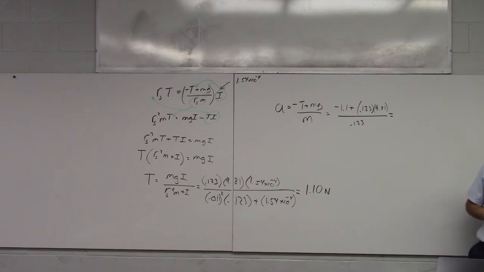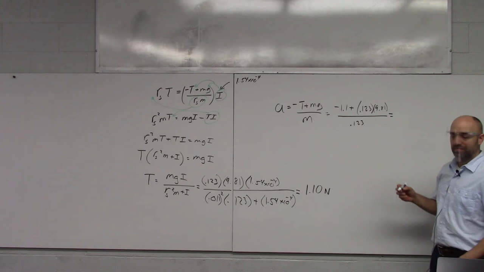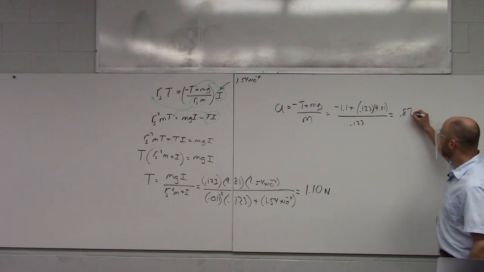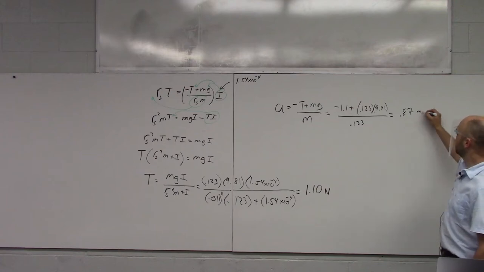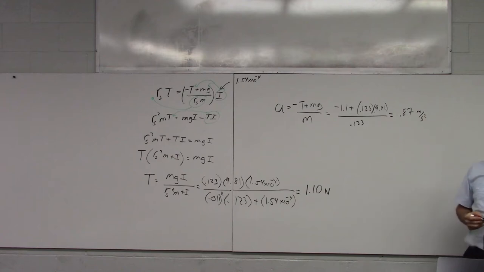Mind your way, Clint. Sorry. What'd y'all get? It was 0.8669. Okay, there we go.